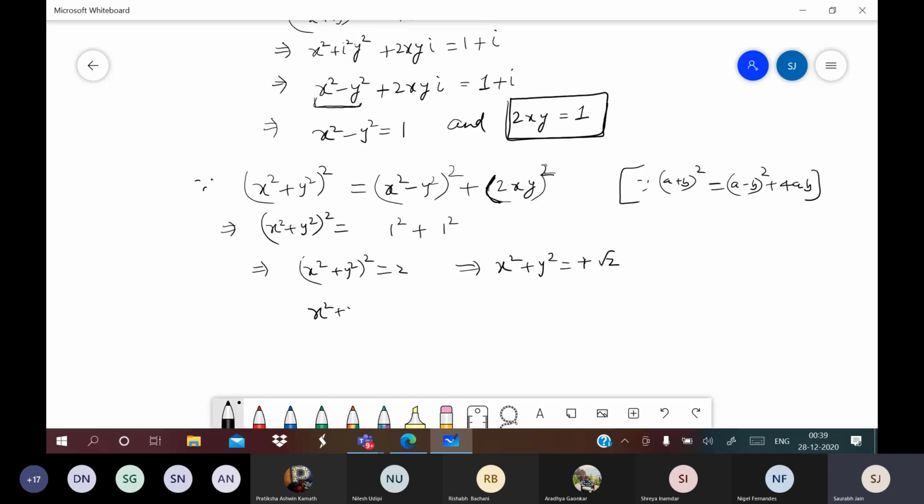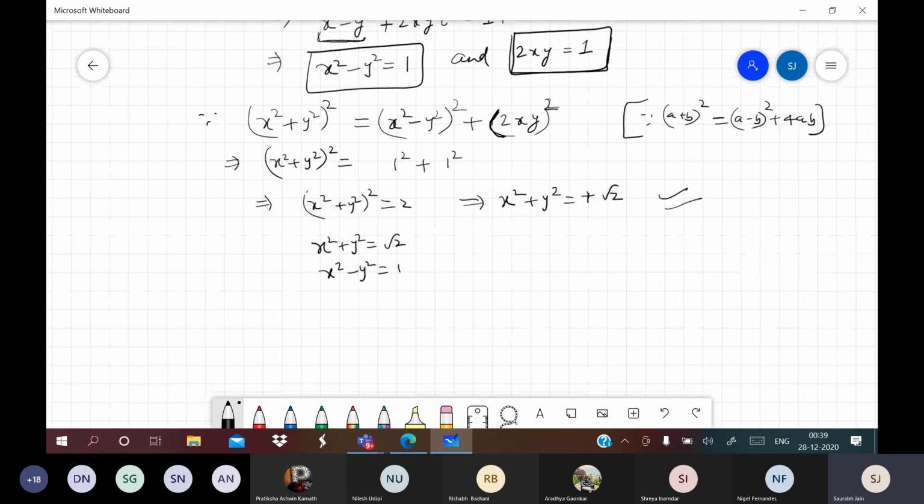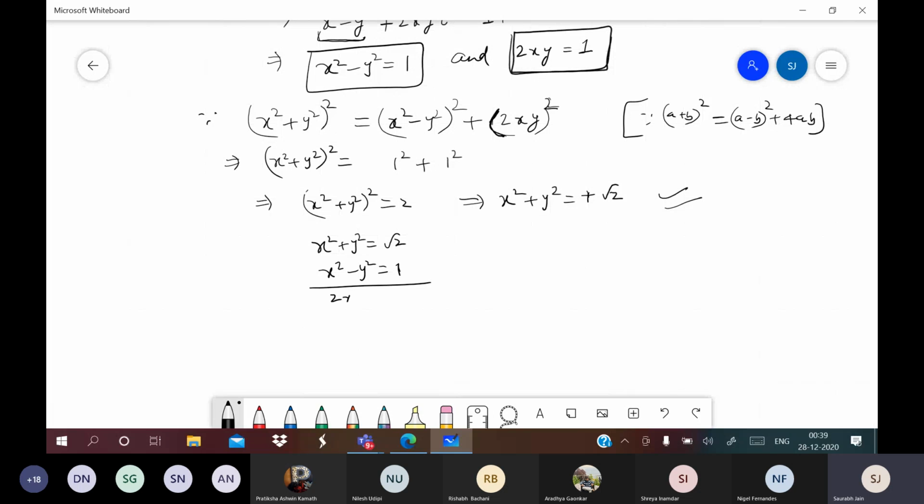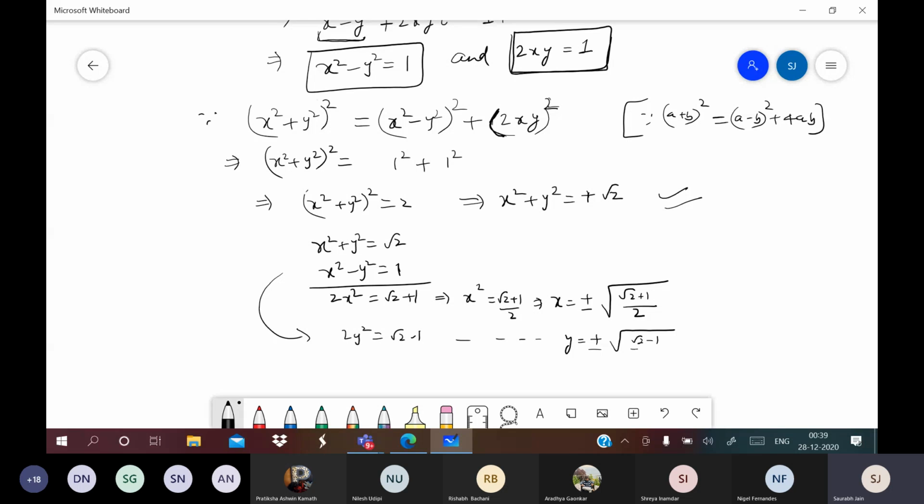But before that, we have now these two equations, okay? One is this equation and the other one is this one. Let us solve these two. How? Add and subtract, simple. 2x square is root 2 plus 1. X square is (root 2 plus 1) by 2. X comes out to be again root, okay? Like this. Similarly, to find y square, instead of adding you would have done the subtraction. If you subtract, it will be 2y square equals root 2 minus 1, and when you go on simplifying like this, y will come out to be plus minus root of (root 2 minus 1) by 2.